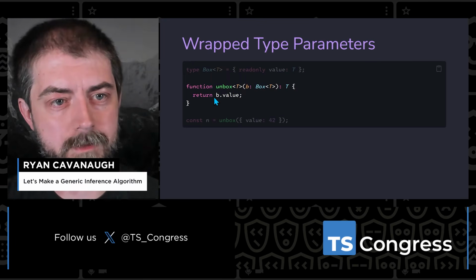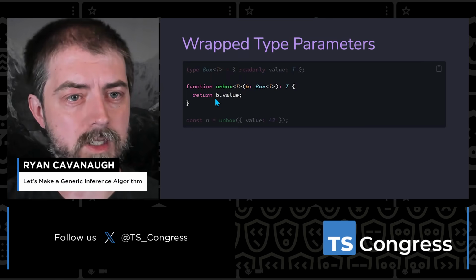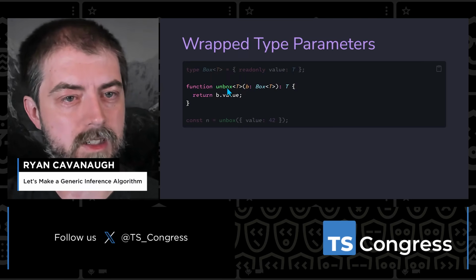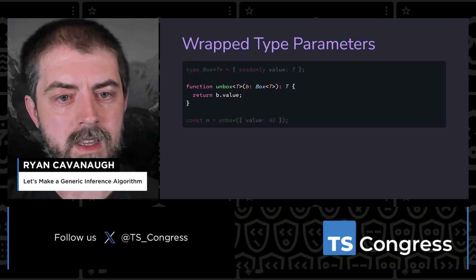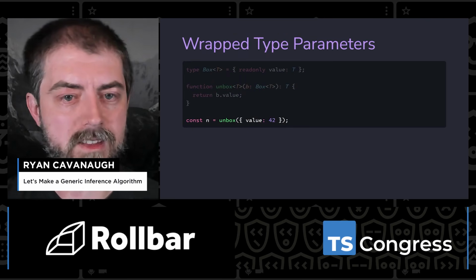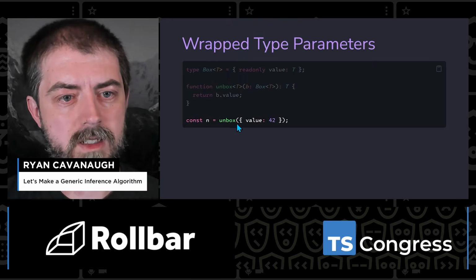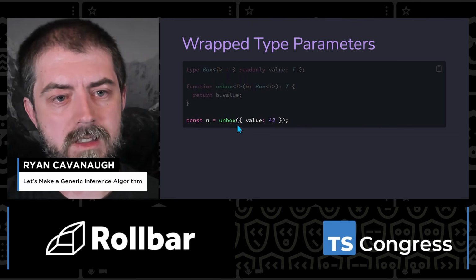I normally won't be writing function bodies here just to save screen space, but you can imagine the implementation of unbox. It just returns b.value. And we call unbox and we pass in value colon 42. So we need to figure out what goes into this type argument that we are inferring.